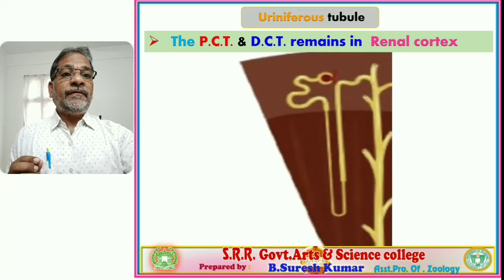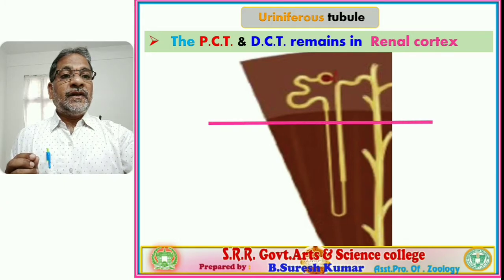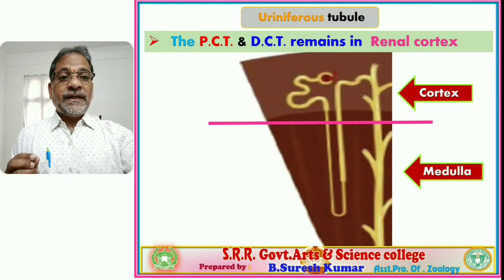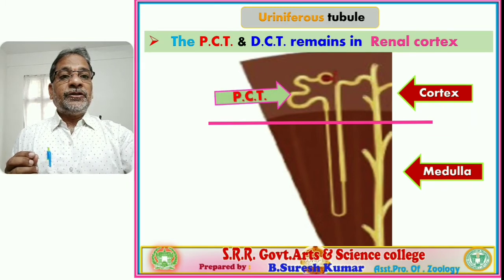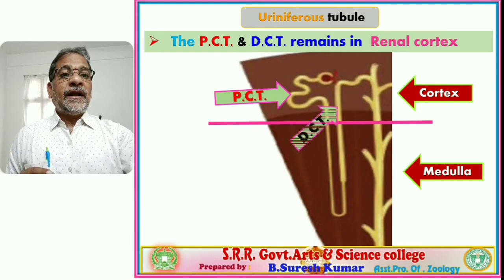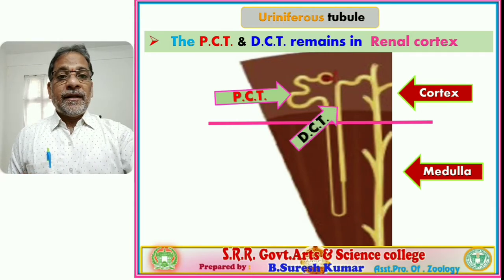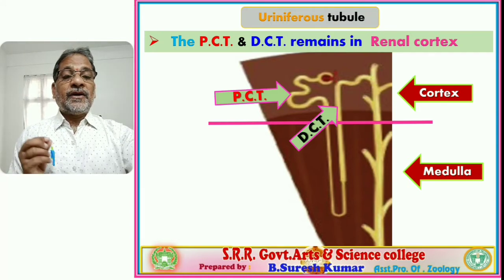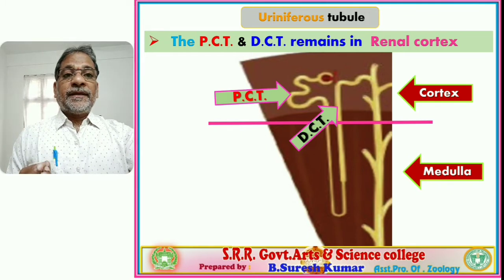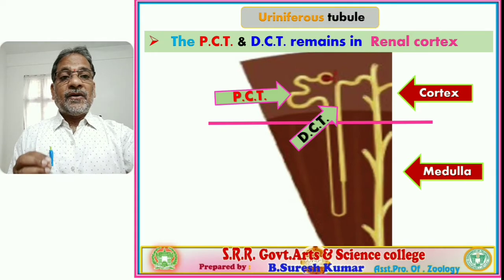You verify this diagram. So this is the nephron and its differentiation. The outer part is the cortex and the inner portion is the renal medulla. You verify the PCT, proximal convoluted tubule, that lies in the cortex portion, and next the DCT that is present in the cortex portion. So the Malpighian corpuscle, the PCT and DCT are located in the cortex portion.